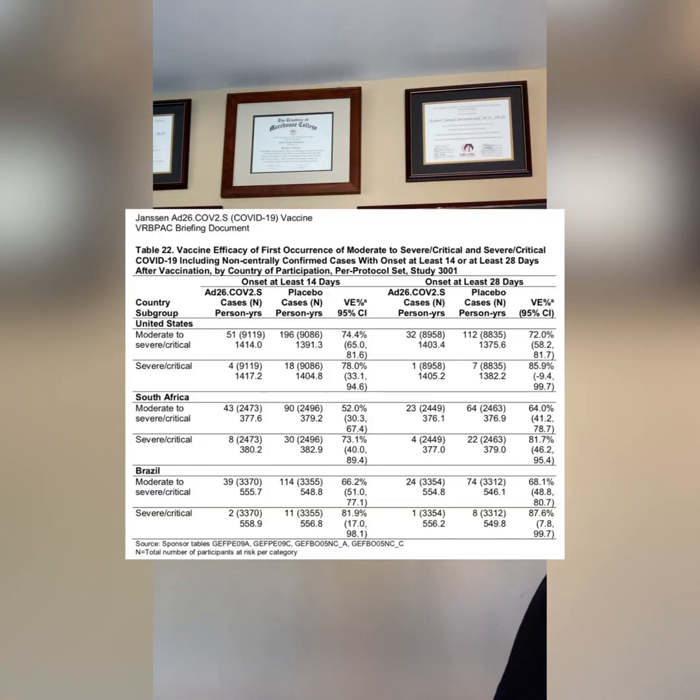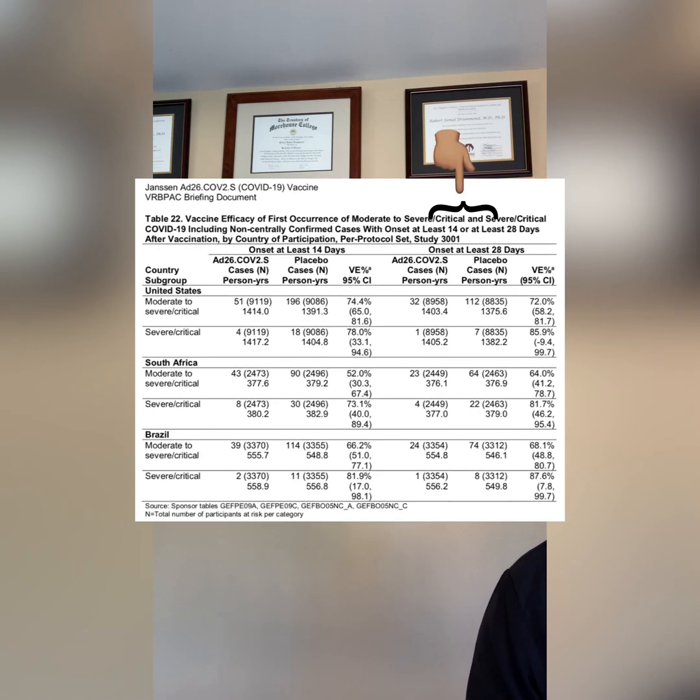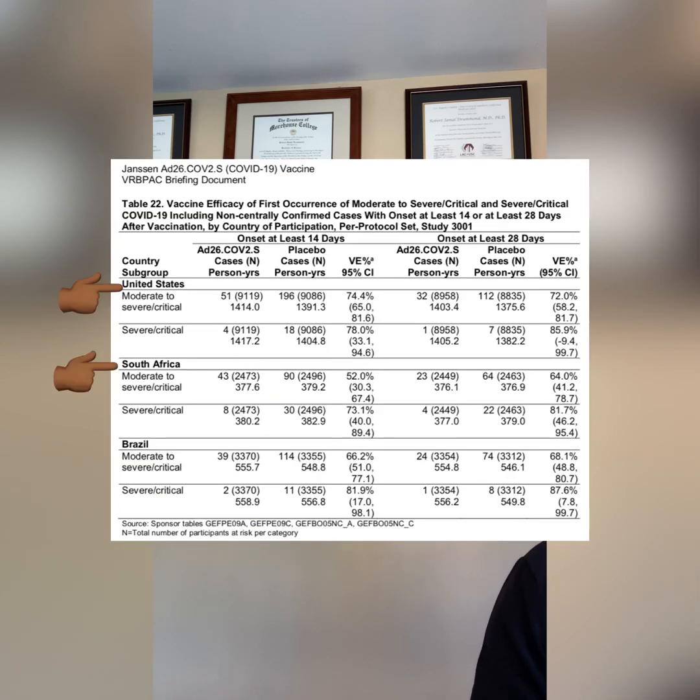Now let's get into the results. Okay, so now for the fun part, right? Where you hear all of these numbers and all of these percentages, okay? So here, you can take a look at this, and this is basically directly from the data that was submitted to the FDA. It looks confusing, right? Basically, what you're looking at is a comparison of individuals that were given the vaccine versus the placebo, at 14 days and at 28 days, and they're looking at what the efficacy was at reducing moderate to severe versus severe critical COVID-19, and then they're breaking it down by United States, South Africa, and Brazil.